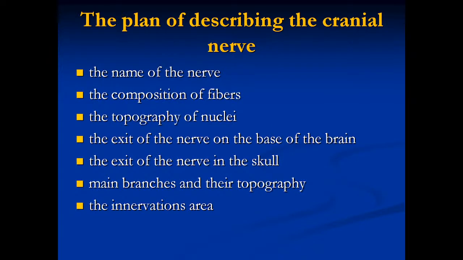First of all, you must know the plan of describing the cranial nerve. You must know the name of the nerve in Latin, the composition of fibers, the topography of nuclei, the exit of the nerve on the base of the brain, the exit of the nerve in the skull, main branches and their topography, and the innervation area. So, this is the plan of describing each cranial nerve.